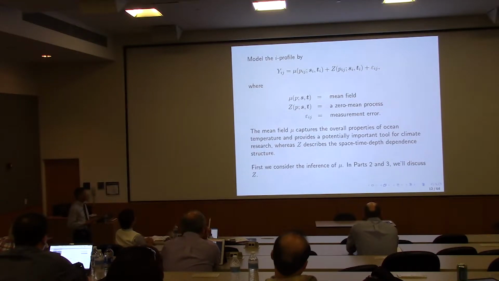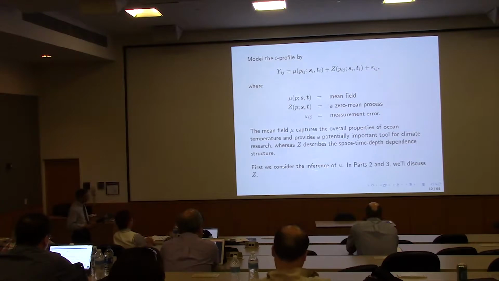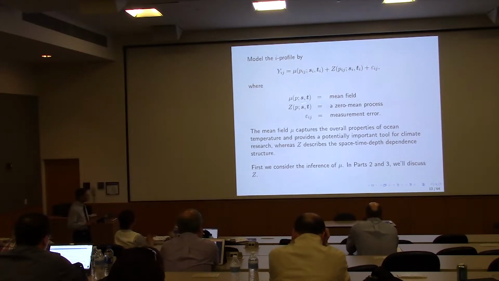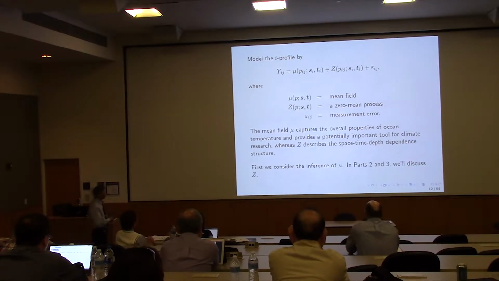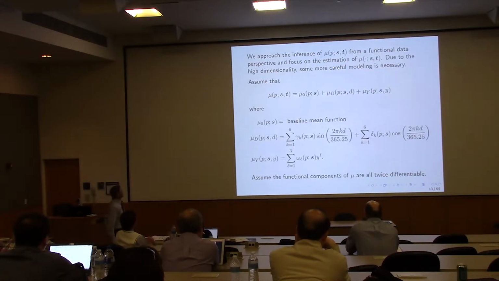The mean field is something, of course, everybody's interested in, especially practitioners. If you want to know if there's global warming, then the question to ask is whether this function changes when time changes. Right? So right now we're going to discuss a little bit of inference on the mean field, and in parts 2 and 3 we'll talk about the kind of models that are feasible for Z. Okay? So the 3 parts are connected this way.